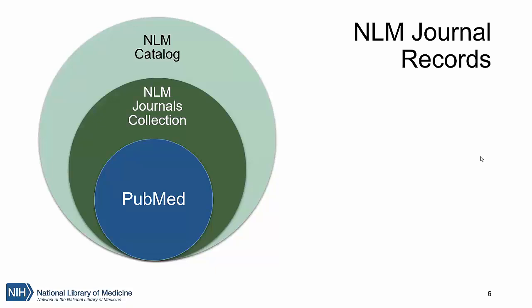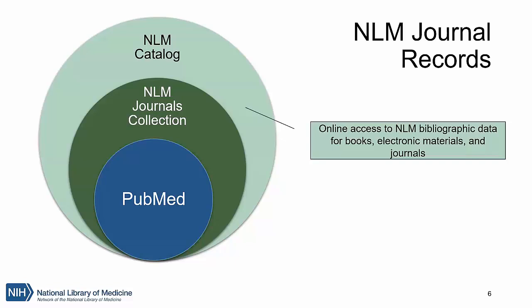So to understand the contents of PubMed, we need to understand where PubMed fits into the larger NLM collection. On this slide, I have a diagram of concentric circles. These circles represent the sets of bibliographic records for journals in our NLM systems. The largest set is the NLM catalog. A smaller subset is the NLM journals collection, and a subset of that is PubMed journals.